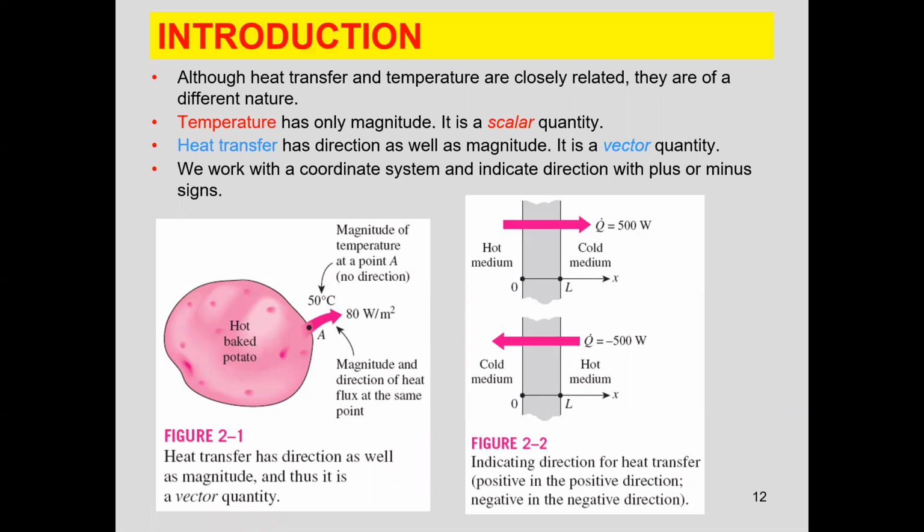Although heat transfer and temperature are closely related, they are of different nature. Temperature is a scalar because it only has magnitude and doesn't have any direction. Heat transfer has a direction as well as magnitude. That's why it's a vector quantity. While dealing with a coordinate system, we have to indicate directions with plus and minus signs because heat transfer, as mentioned, has a direction.